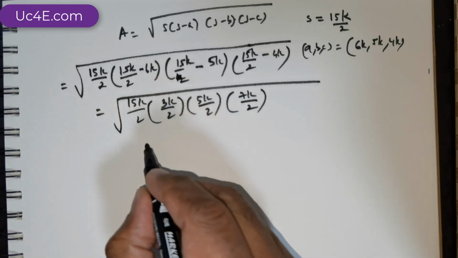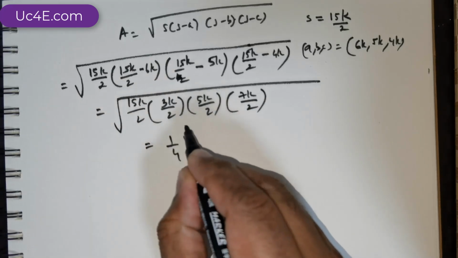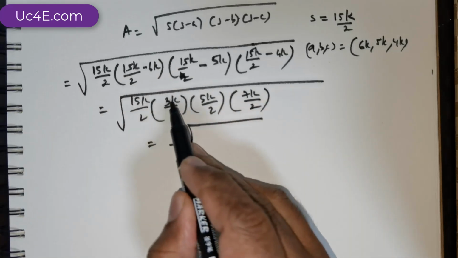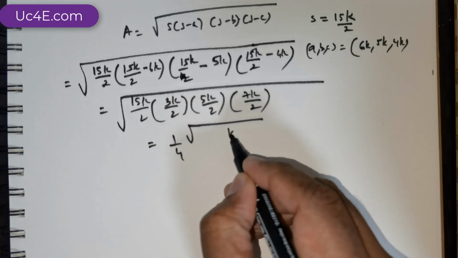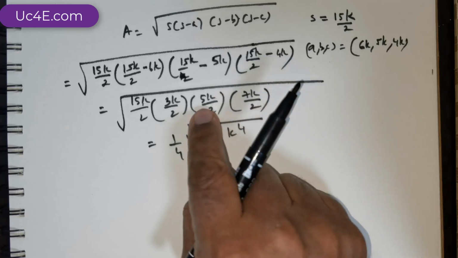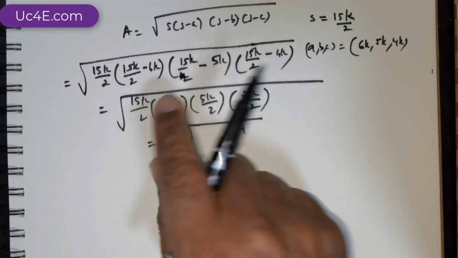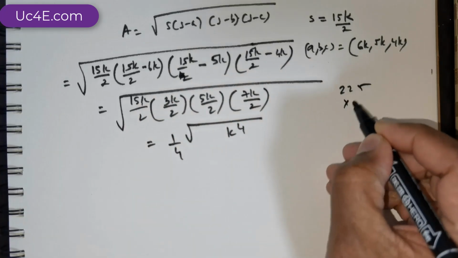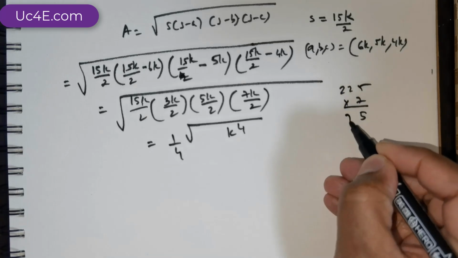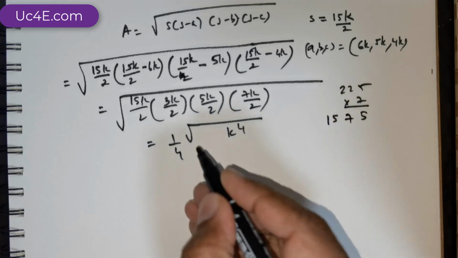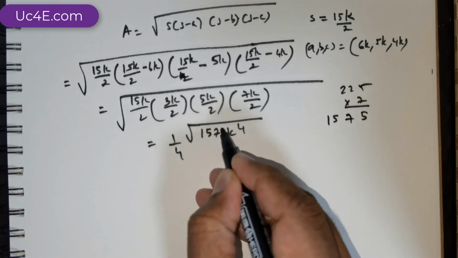I can take the 4 out, so this is going to be 1 over 4 root of k into k, k squared, and k another k squared, that's going to be k to the power of 4, and 5 3s are 15, 15 into 15 is 225 times 7, 7 5s are 35, so you get 1575.